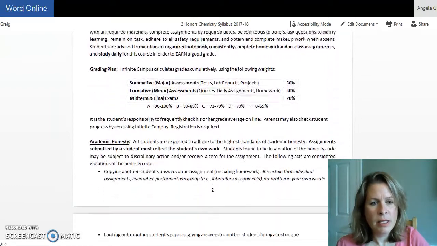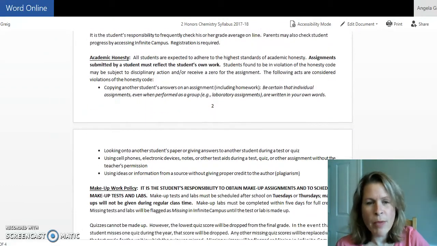Let's stop at the bottom of page 2 where we talk about academic honesty. It's very important that whatever work you do is your own work. Cheating is not going to help anyone. You'll only be cheating yourself. I'm sure you've heard that before.